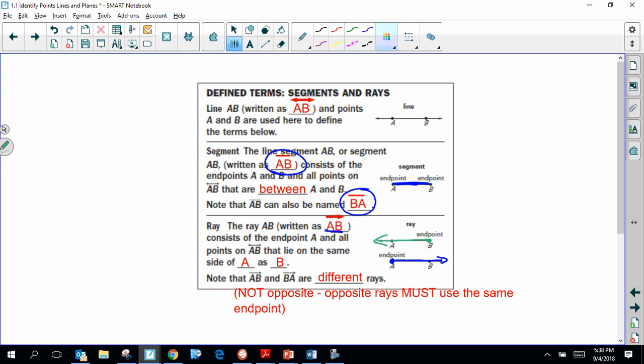Because one starts at A and goes through B, and one starts at B and goes through A, they're going in different directions. And in this case, they would not be considered opposite rays, because opposite rays have to use the same endpoint. So ray AB and ray BA would not be considered opposite rays.